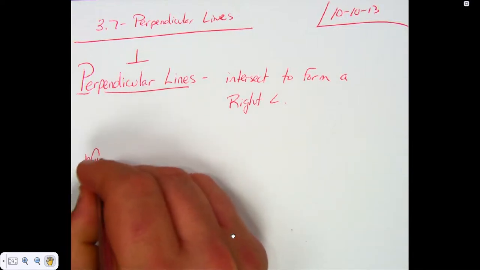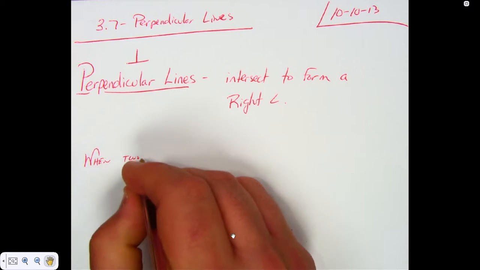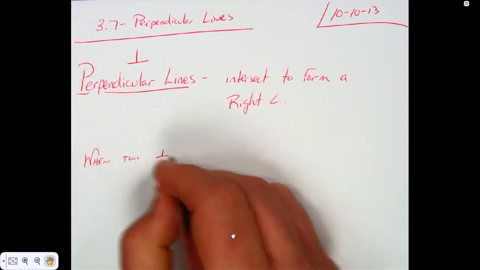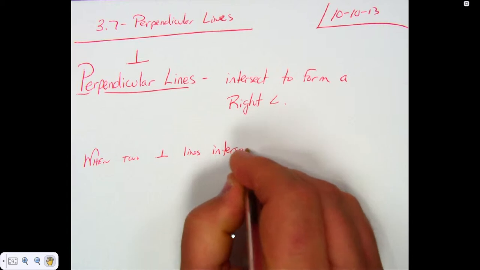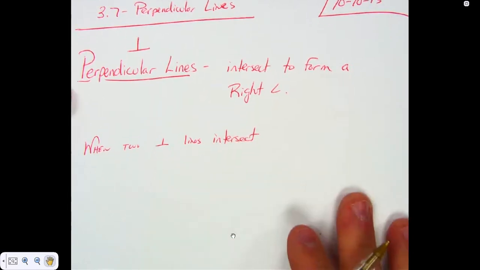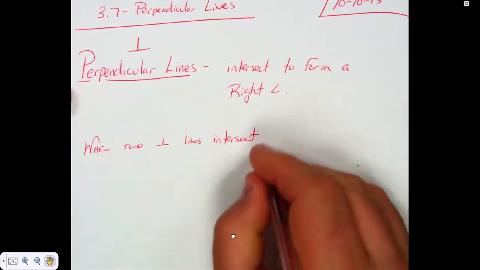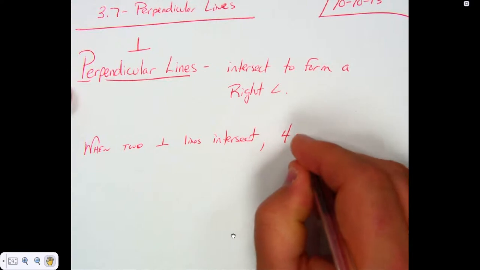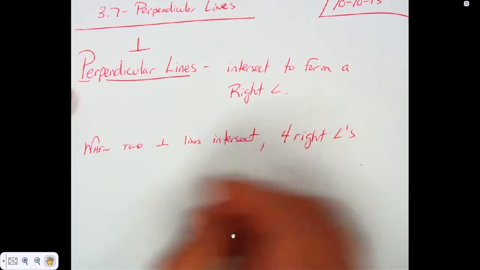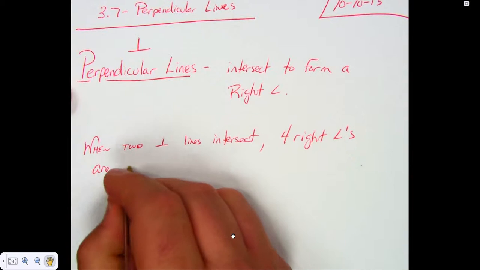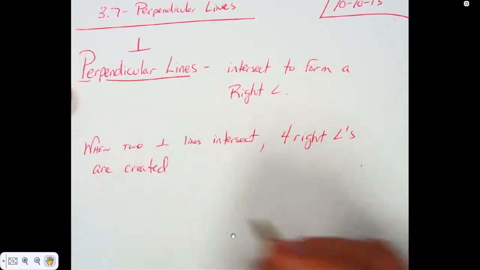Also, we can say when two perpendicular lines intersect, four right angles are created.